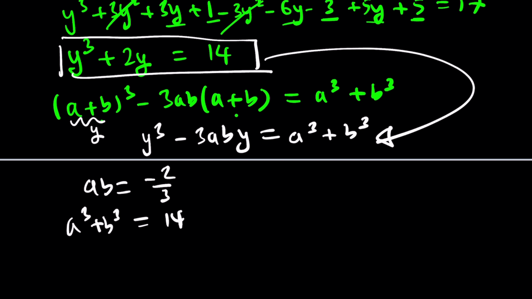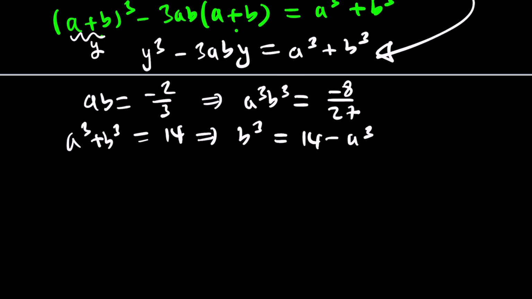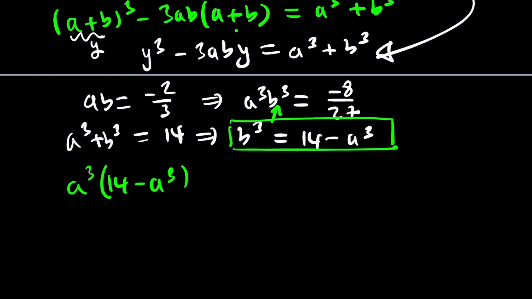Now, this may look like a cubic system, but it's actually quadratic. You know why? Because if you cube both sides here, that'll give you negative 8/27. Be careful, because if you cube a negative number, you get a negative number. And then from here, I can isolate b cubed and write it as 14 minus a cubed. And then this can actually be substituted here, right? That gives us a cubed times 14 minus a cubed. And you kind of formulate this, and you don't have to go through all these steps, but this allows me to process the solution, and also I don't have to memorize the formula. That's the good thing about it.